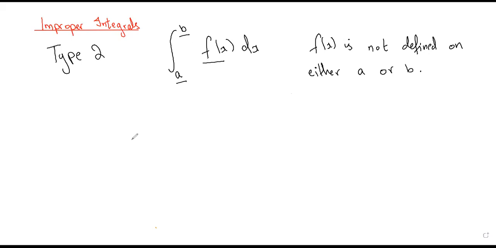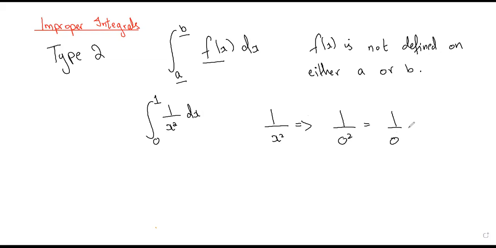Let's say we have 1 over x squared with respect to x, and the limits are from 0 to 1. Now, 1 over x squared is not defined at 0. If I do it this way, it would give me 1 over 0, and what is this going to give me? Anything divided by 0 is infinity. Anything divided by infinity is 0, and anything divided by 0 is infinity.